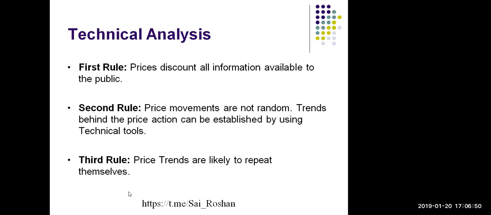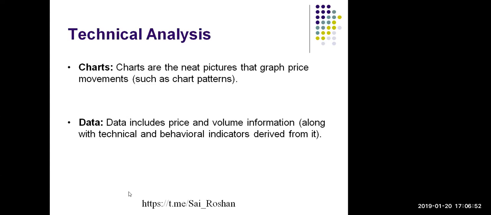So these are the basic rules of technical analysis. How do we do it? With the help of charts and data. Charts, as you all know, but just to make it complete, are neat pictures that graph price movements and data. The data that you see on the chart includes price and volume information, and of course, along with it, there will be a lot of technical and behavioral indicators. A lot of people use a lot of indicators, but we'll try to understand the basic price and volume stuff.